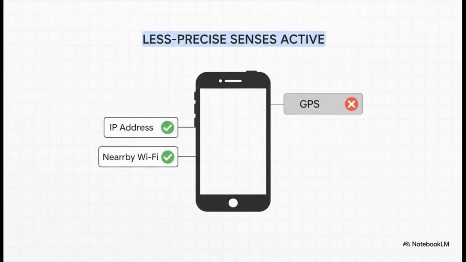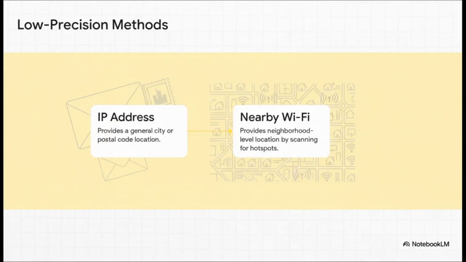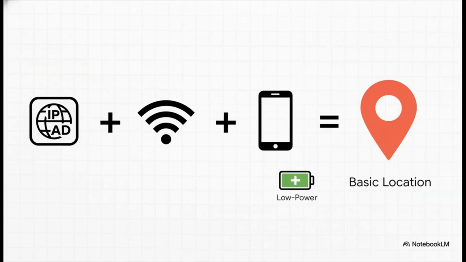But the system still has these other less precise ways of knowing its general location, and they're pretty much always on because they're part of its basic network functions. And as we've seen, those other senses are your IP address, which acts like a postal code, and that list of nearby Wi-Fi networks, which is like a neighborhood map. And so, that moment of confusion, where you turned a switch off but the software still knew your city, wasn't a bug. It was the system working exactly as designed, trading a simple off switch for the ability to provide basic features without draining your battery. And that explains the software's behavior.